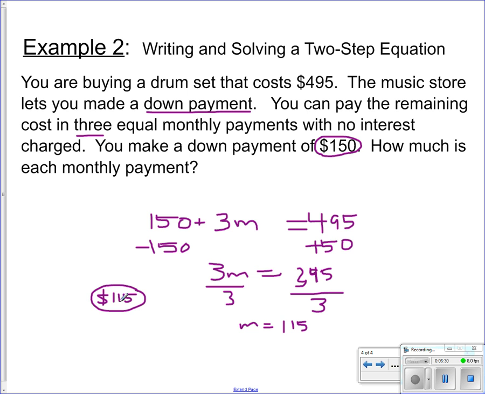So I pay 115 per month. That's going to be 230, 345, and then I had my $150 I already paid. So I take my 345 plus my 150. That's going to get my $495. All right, and that is it.